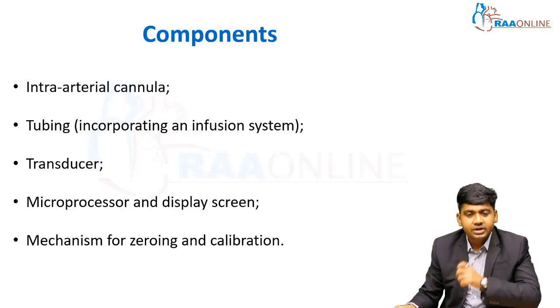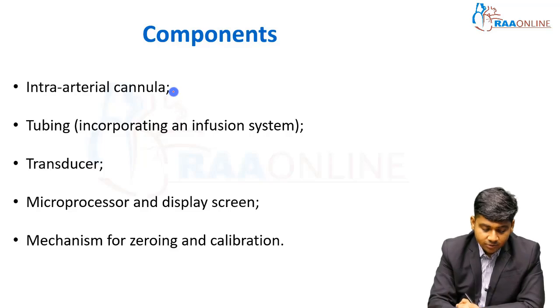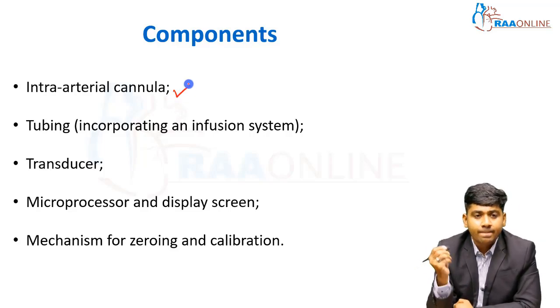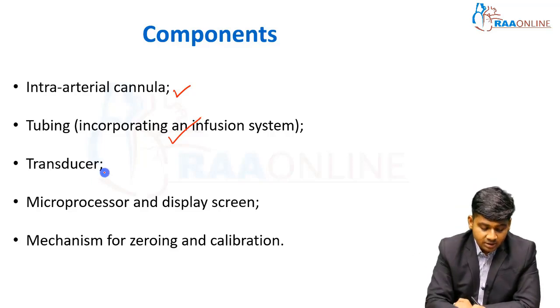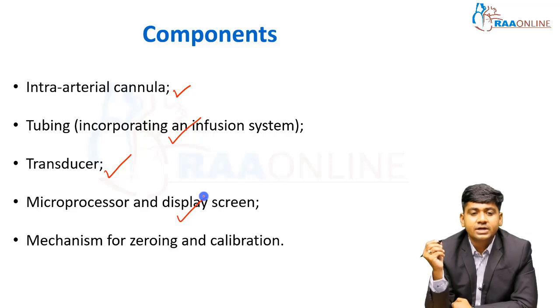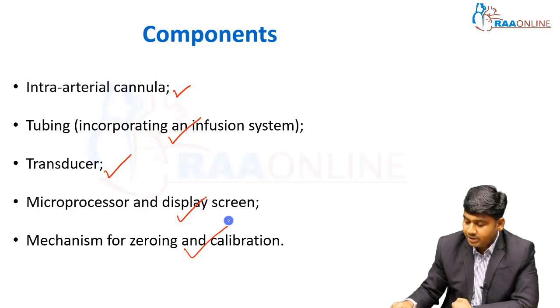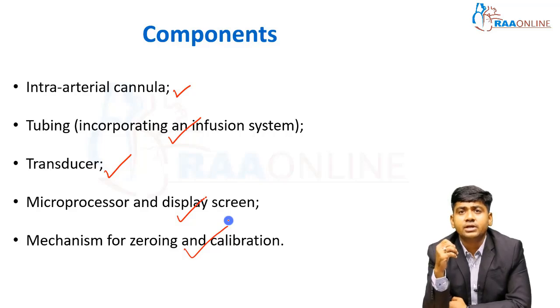So what are the components we require to do invasive blood pressure monitoring? We require an intra-arterial cannula for sure, a tubing that should be incorporated with the infusion system to prevent blockage, a transducer, which is the main component of the IBP measurement, a microprocessor and display screen, and a mechanism of zeroing and calibration. So what is the concept of zeroing and calibration?